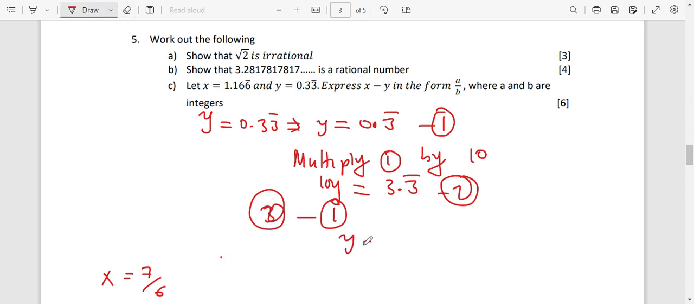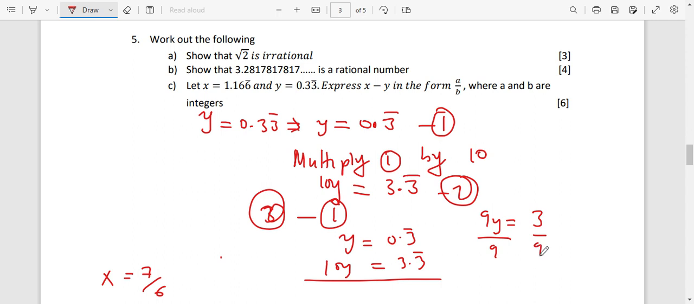So this is going to be y is equal to 0.3, and then 10y is equal to 3.3. So subtract: 10y minus y is 9y, and 3.3 minus 0.3 will just be 3. So divide by 9, meaning that y is going to be 1 over 3. And then find x minus y. Therefore, x minus y is going to be, x is 7 over 6, y is 1 over 3.